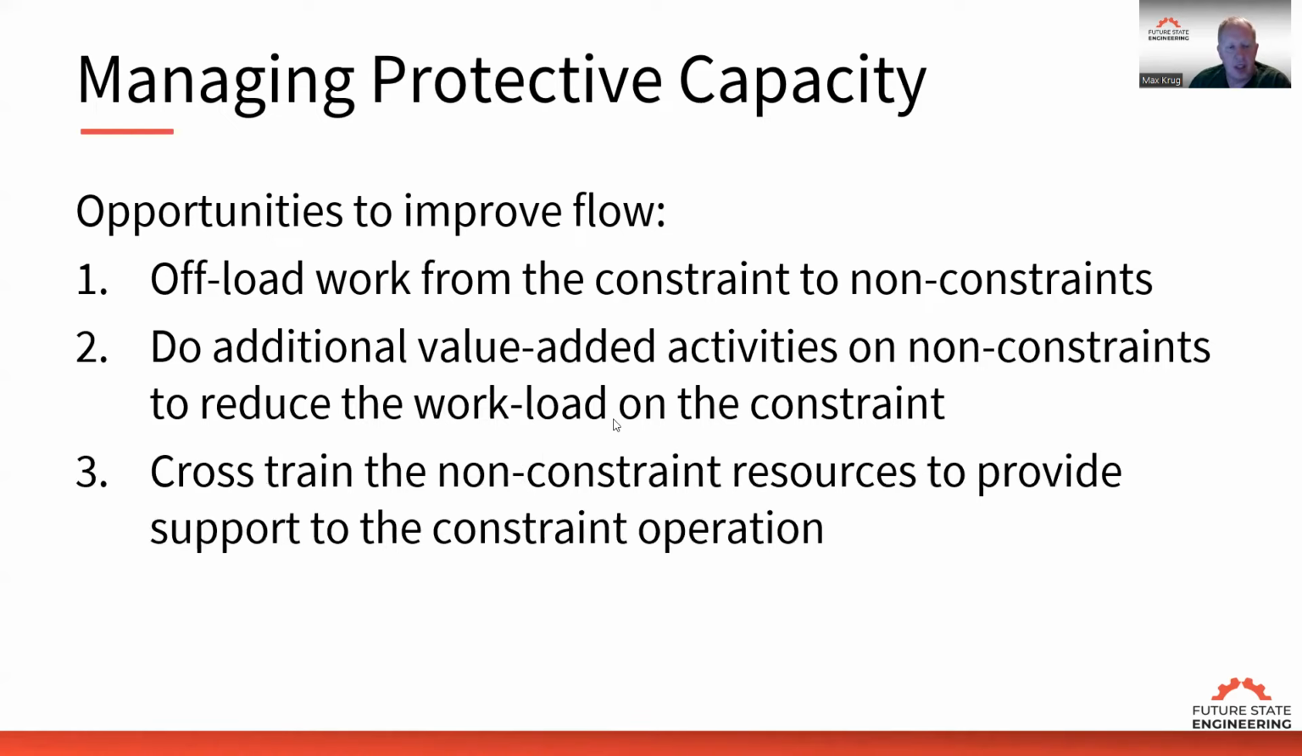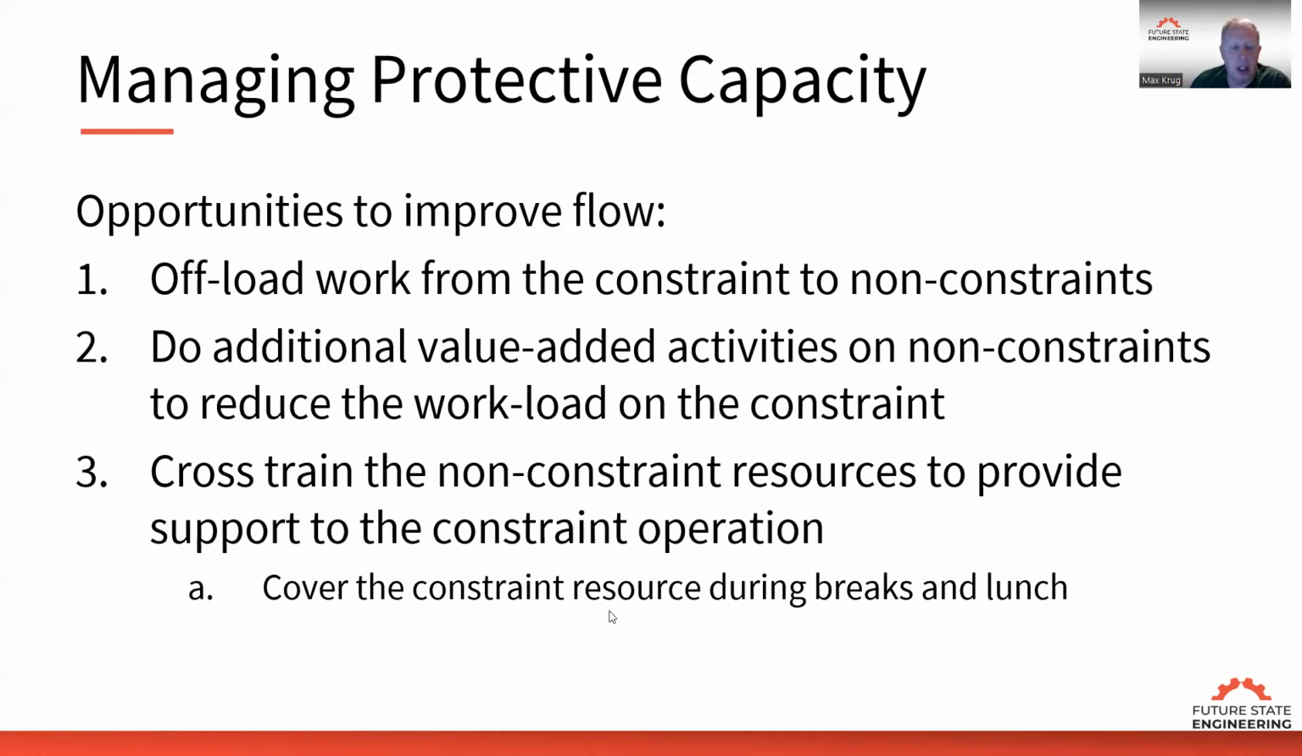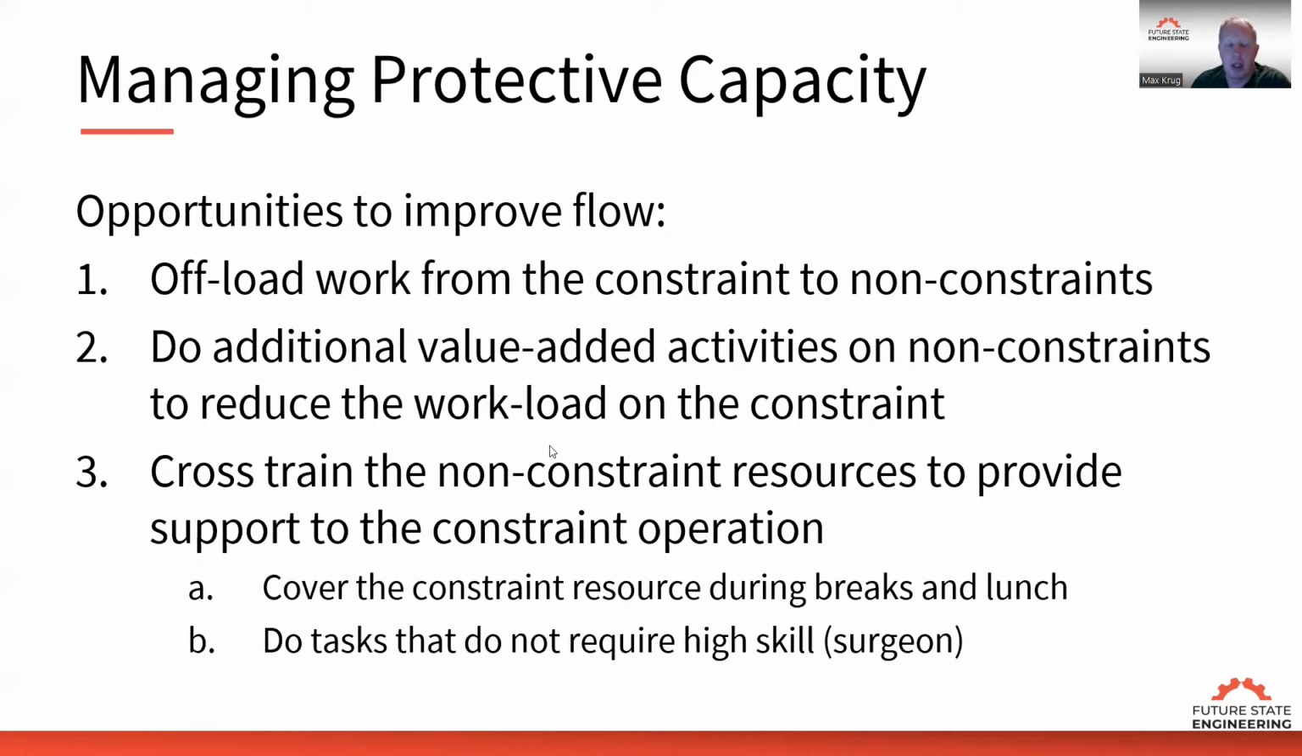Third, cross-train the non-constraint resources to provide support to the constraint operation. If the constraint operation has resources, specifically people, that we can cross-train to have other people help that resource, that will free up the resource's time to do other things to improve flow through that operation, such as covering the constraint resource during lunches and breaks. So if the equipment's shutting down or the process shuts down during lunch or breaks, then we can cross-train people to keep that process working while the constraint is on lunch or break.